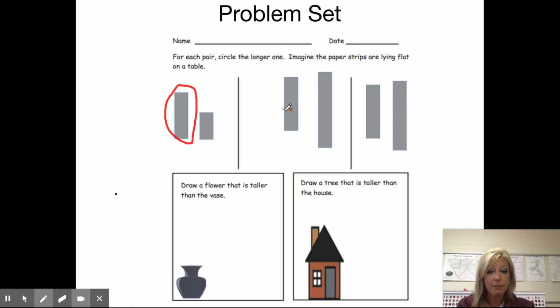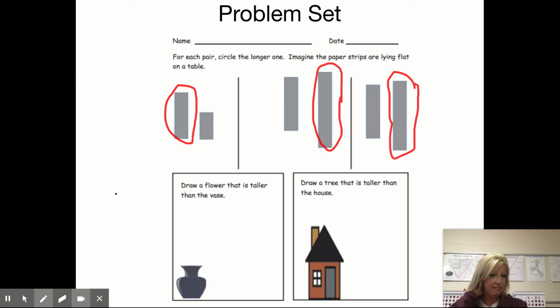For our next one, we have our first rectangular figure, our first paper strip, or our second paper strip. Which one do you think is longer? You're right, it's the second paper strip. And our third problem, which one of these do you feel like is longer? The first one or the second one? Very good, it's the second one. And even with those having uneven endpoints, we can clearly tell which is the longer strip of paper.